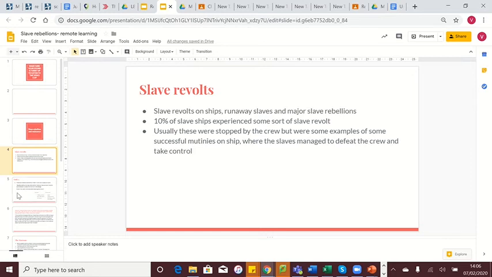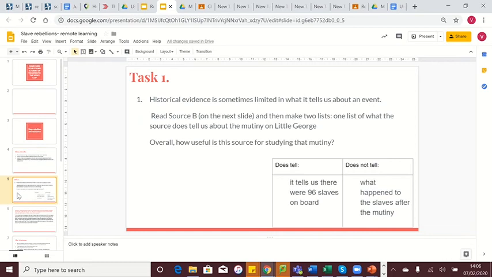So if you go to our next slide, then there's the first task that I want you to do. So it's to look at sources, which is obviously very important in history. So historical evidence is sometimes limited in what it tells us about an event. So sometimes we can read a source and we can get a lot of information from it, and then sometimes we can read it and we have questions still about it. So I want you to make a table with two lists for what this source, which is on the next slide, does tell you about this particular slave mutiny. A mutiny is when people on a ship refuse to do as they're told, and what this source doesn't tell you.